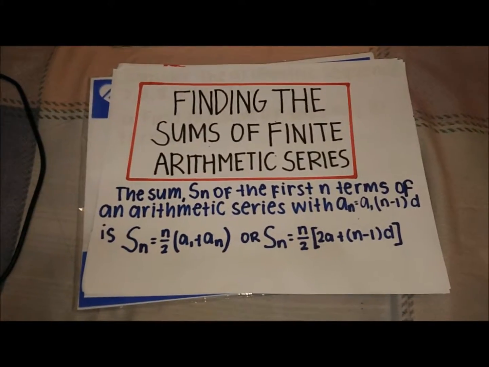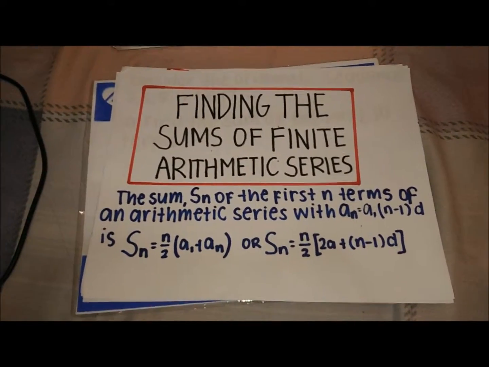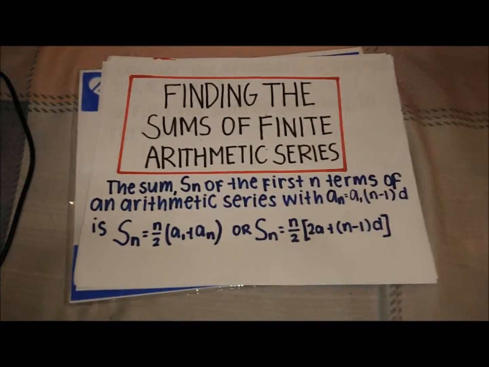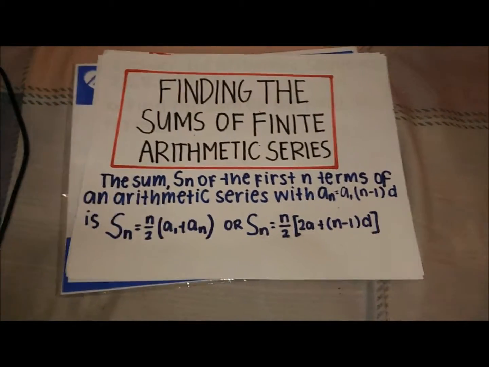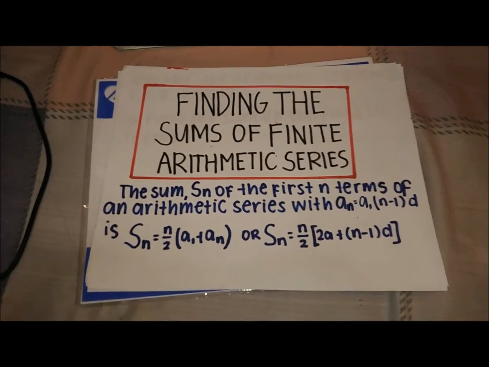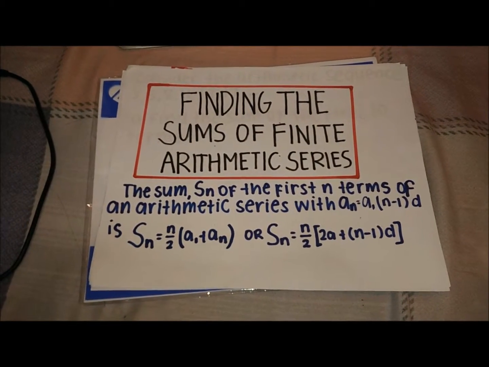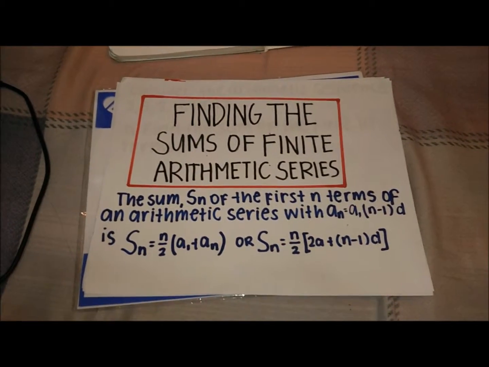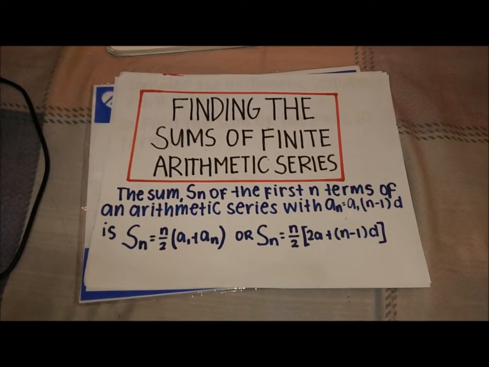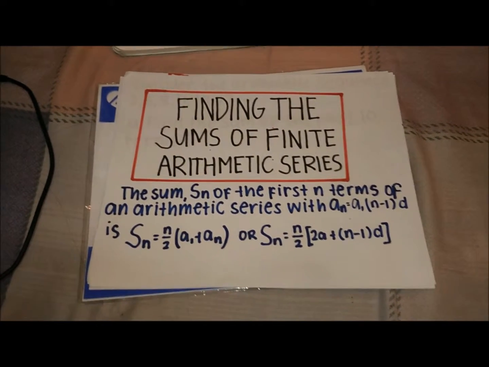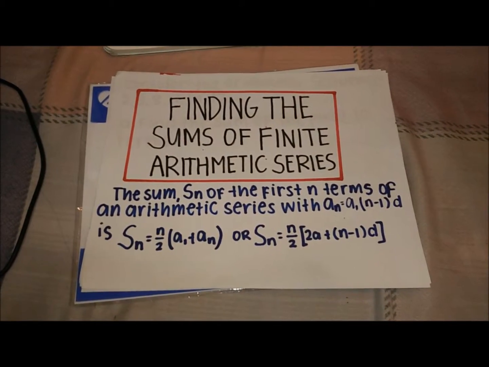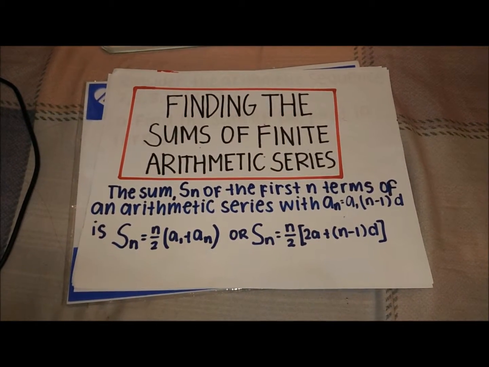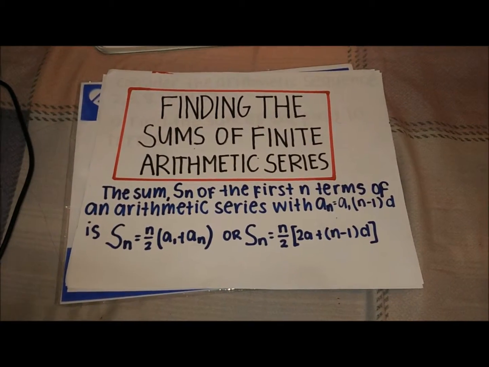So our last topic for this video is finding the sums of finite arithmetic series. In finding the sums of finite arithmetic series, the sum S sub n of the first n terms of an arithmetic series with a sub n equal to a sub 1 plus n minus 1 times d is S sub n equal to n divided by 2 times a sub 1 plus a sub n, or S sub n equal to n over 2 times 2a plus n minus 1 times d.